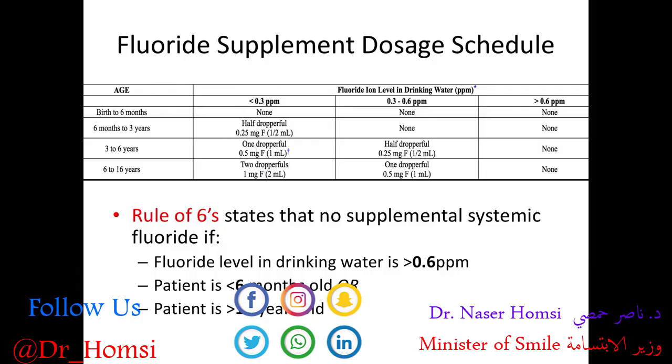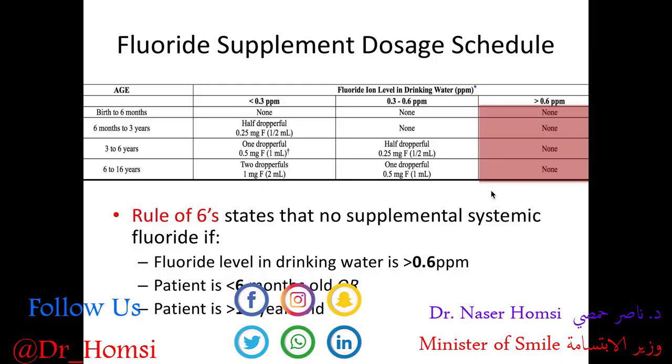So we have here a fluoride supplement dosage schedule. Now this chart has a lot of information, and I've only rarely seen information asked on the board exam directly from this table, but I have seen questions come from it, so I had to include it. But a nice, easy, high-yield way to remember some of this information is the rule of sixes, which states that no supplemental systemic fluoride is indicated if the fluoride in the drinking water is greater than 0.6 parts per million, and that represents this column on the right.